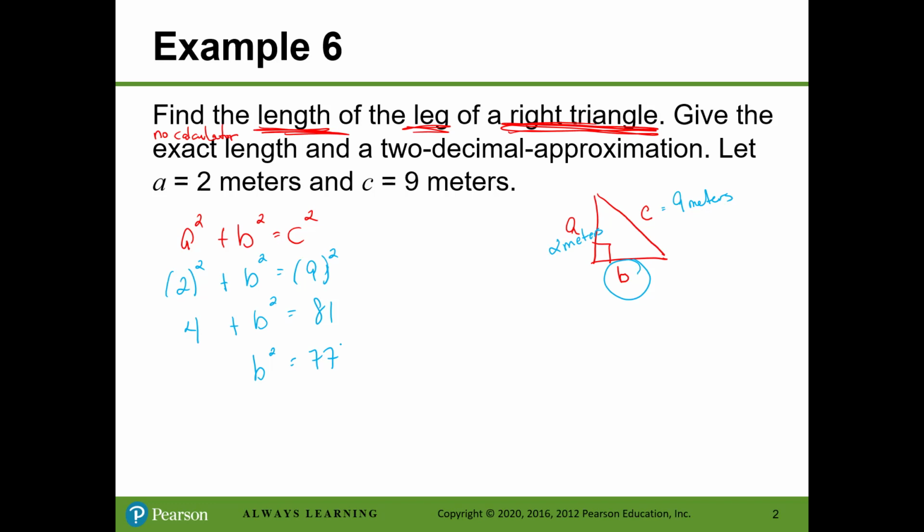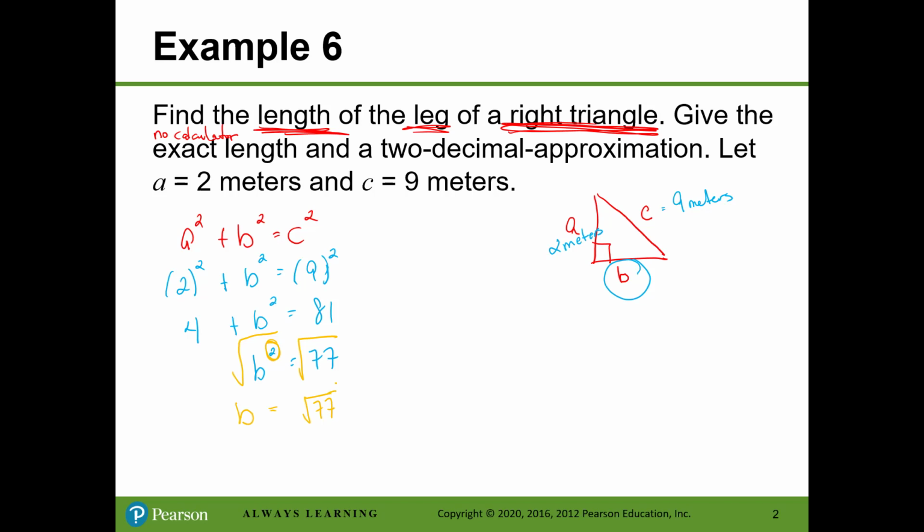Now, they asked us to solve for b, correct? What I don't see is b by itself yet. I see there is a square hanging onto it, and the square is not allowed to be there. So what is the inverse? What is going to cancel a square? Good, a square root on both sides, which means on the left we just have b, and on the right we have the square root of 77.